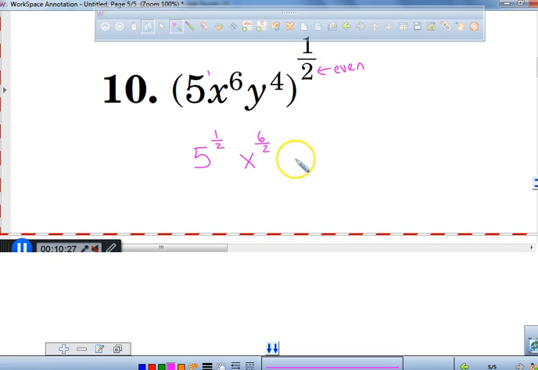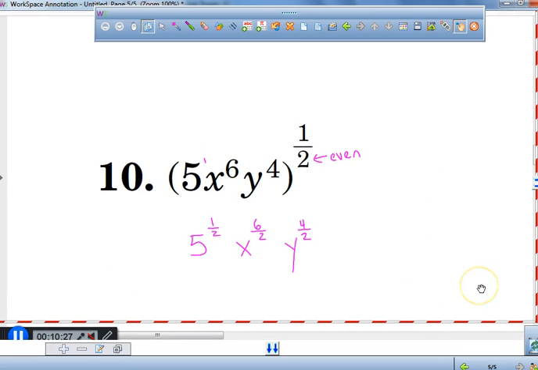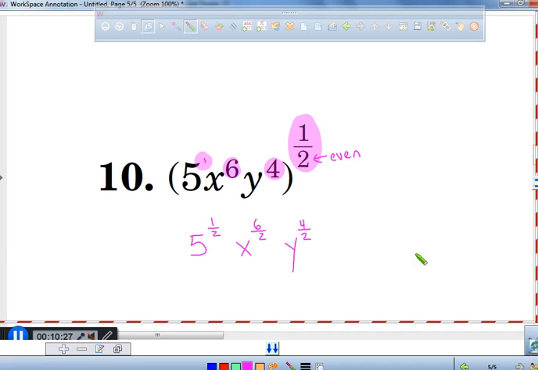X to the power of 6 over 2. All right, so right now, this is what we have. We have 5 raised to the power of a half, X raised to the power of 6 over 2, Y to the 4 over 2. We just did what property? Power of a power. Okay? And that's why we multiply.